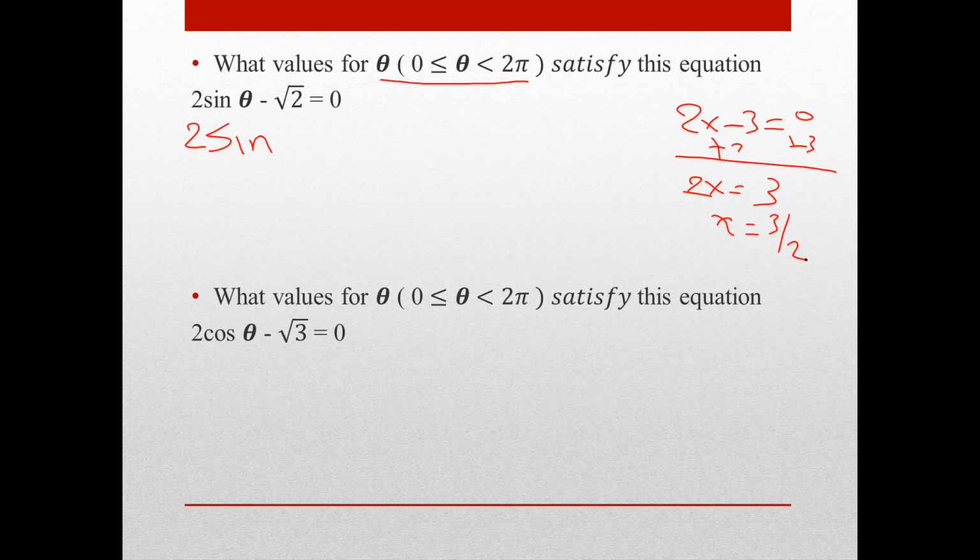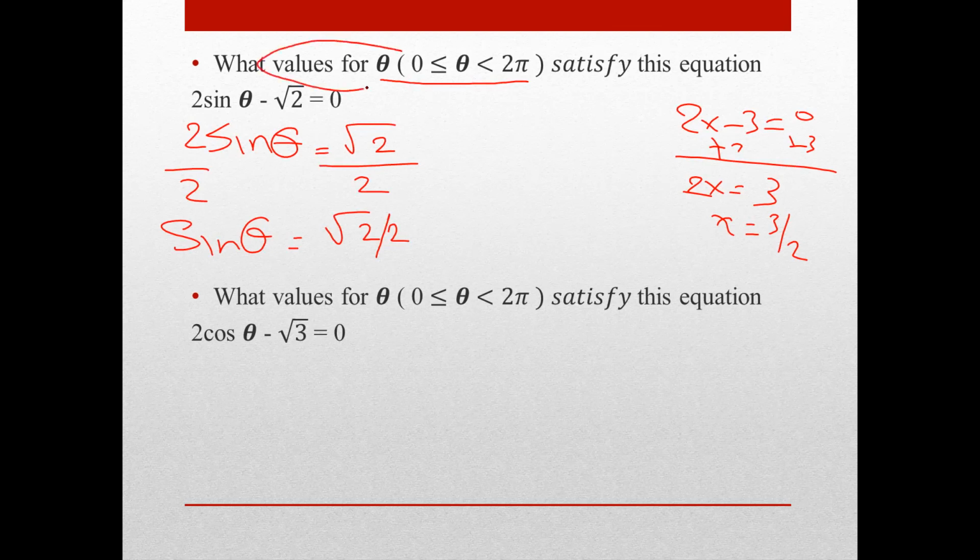Here now we say 2 sine theta is equal to square root of 2, because we put square root of 2 on the other side. Then divide by 2, divide by 2. So sine theta is square root of 2 over 2. Did I finish now? No, I want you to find the values of theta. So after that, the second step, you say theta is sine inverse of square root of 2 over 2.